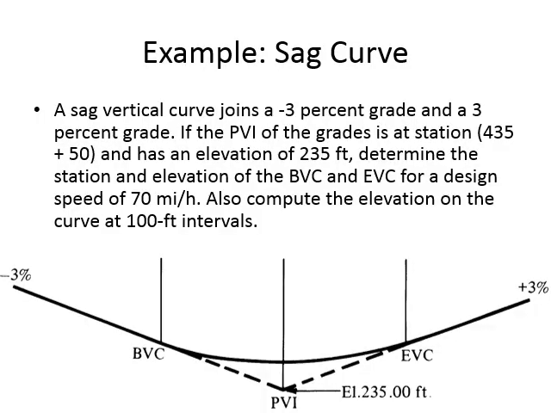This is an example of a sag curve. We have a vertical curve joining a minus 3 with a plus 3% gradient. PVI is given, the elevation of PVI is given, and again we have to repeat the same process, find out BVC, EVC and the speed. The speed is given, and then we have to find the elevations at 100 feet stations. Now it's a sag curve, so there are multiple criteria which you have to apply for finding the length of the curve.